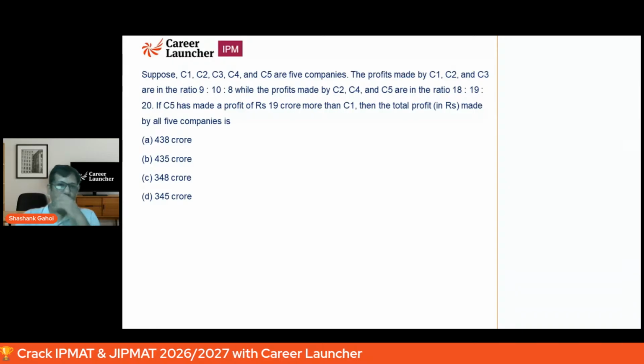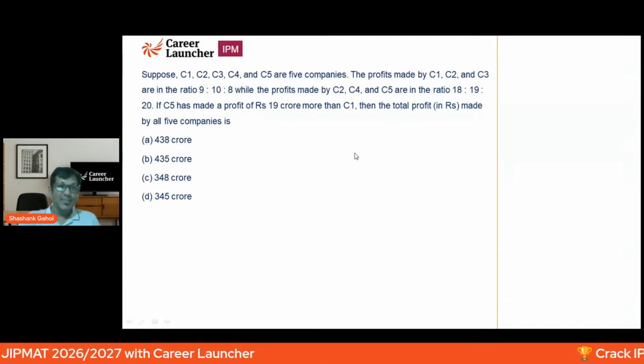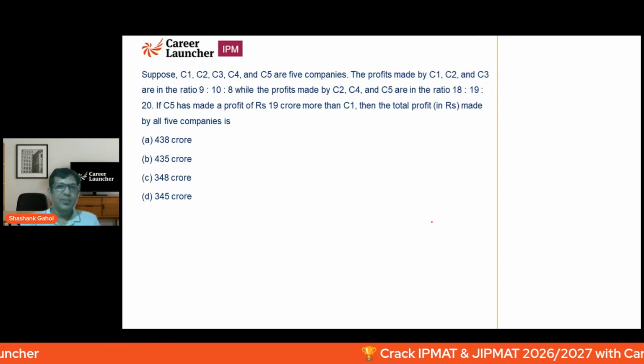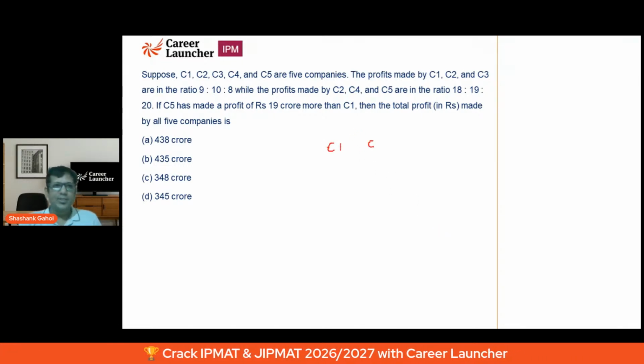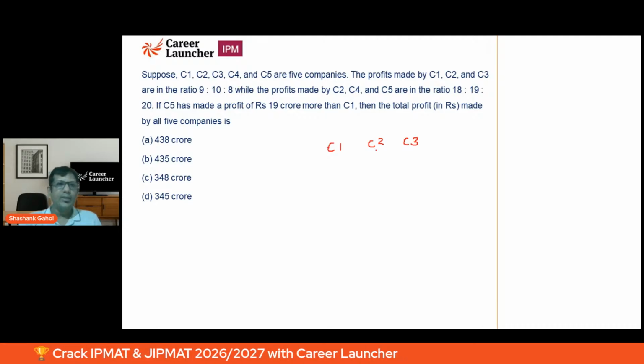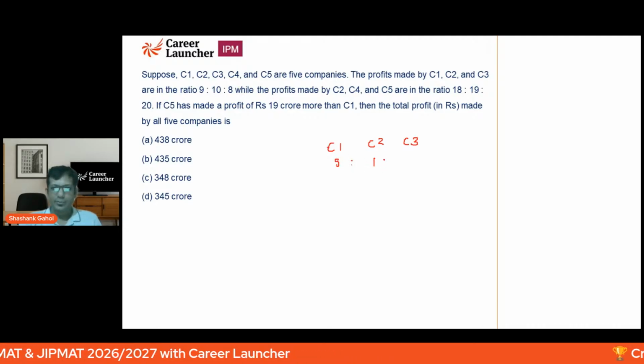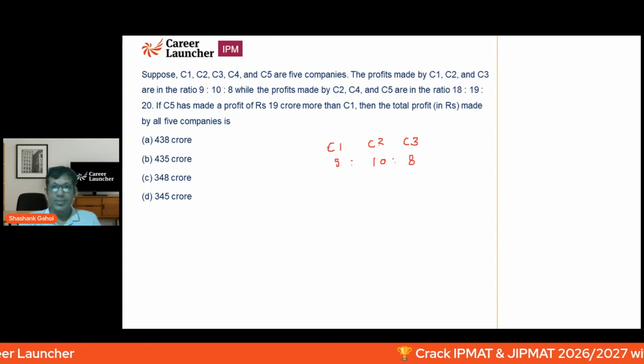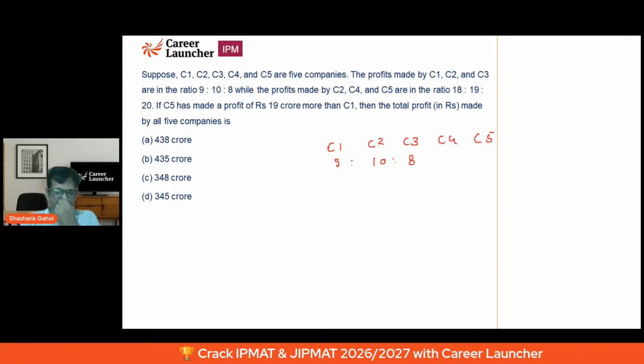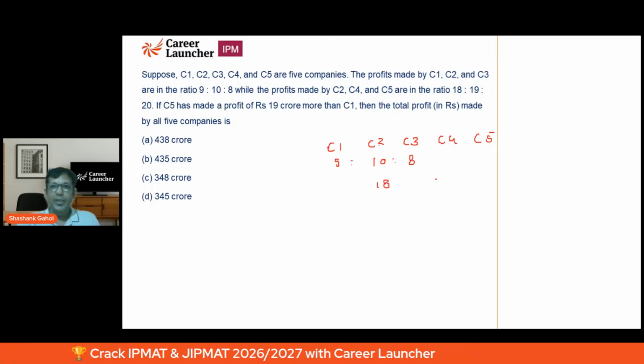Okay. Now let's solve this question. What does it say? Suppose C1, C2, C3, C4, C5 are 5 companies. The profits made by C1, C2, C3 are in the ratio of 9, 10, 8. And C3, C4 and C5 are in the ratio of 18, 19 and 20.